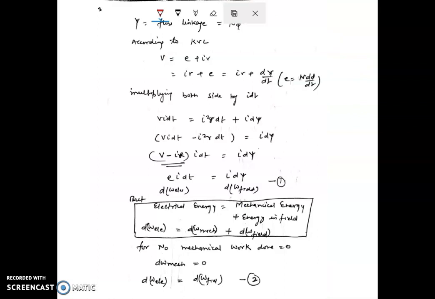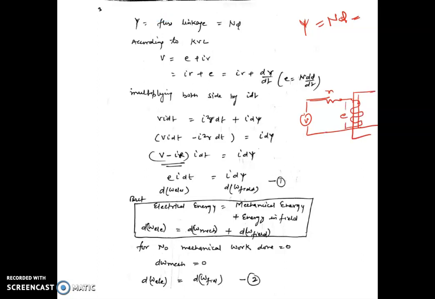If we talk about the magnetic system, the first thing is flux linkage. In any magnetic system, the flux linkage psi is equal to N into phi, where N is the number of turns and phi is the flux. According to KVL, as in the previous slide, the circuit has applied voltage V, resistance R, and in this coil the EMF induced was E.